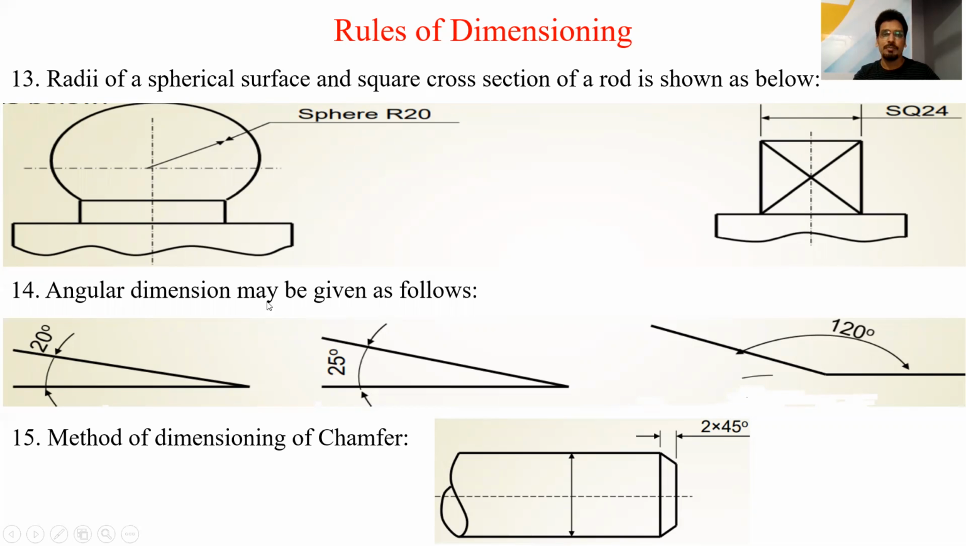Next, angular dimension may be given as follows. We have to adopt the dimensioning method of angular dimension in this way. Next, the method of dimensioning of a chamfer. If we have to give the dimensioning of a chamfer, then we have to represent it like this: 2 into 45 degree. It means both the sides are chamfered at an angle of 45 degree. So these are the rules of dimensioning.